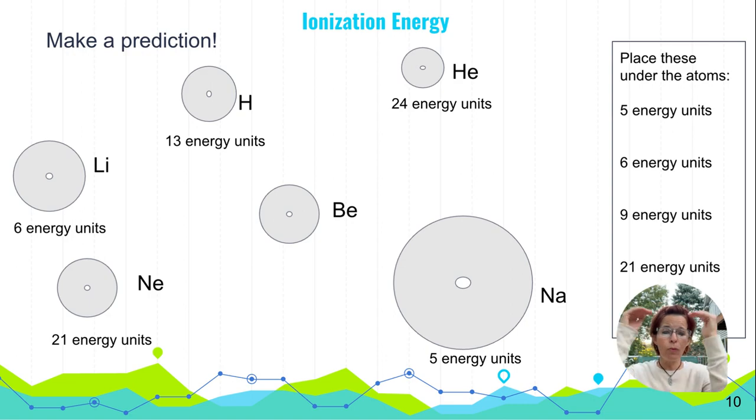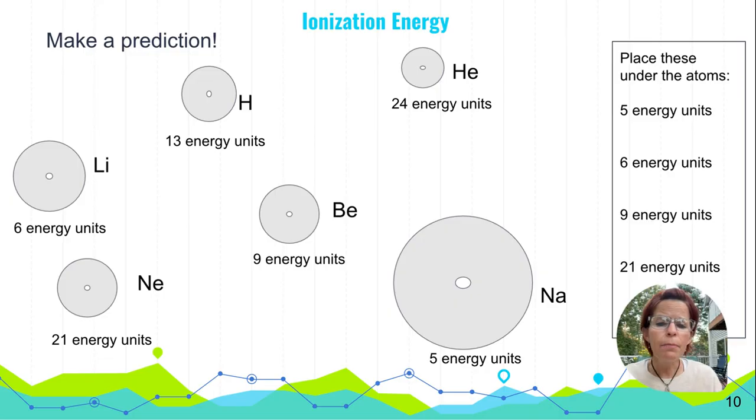Okay, lithium is right above sodium. It's got that one electron that we want to pluck, but it's closer to the nucleus than sodium's 11th electron, which is a little bit further away. And then beryllium would be just a teeny bit more difficult, and that's because beryllium's nucleus is a little bit stronger than lithium's nucleus. It's a little bit more attractive.